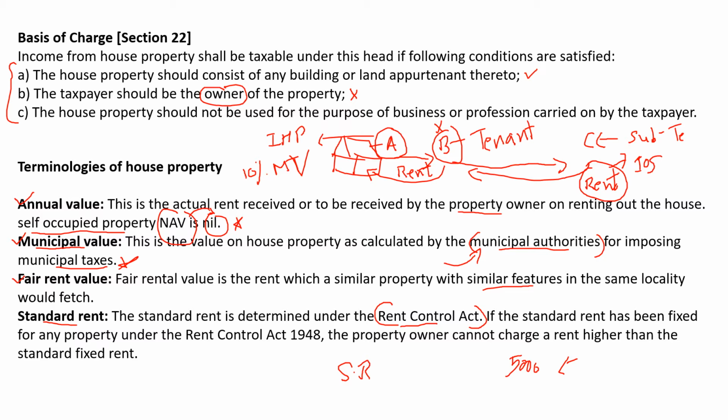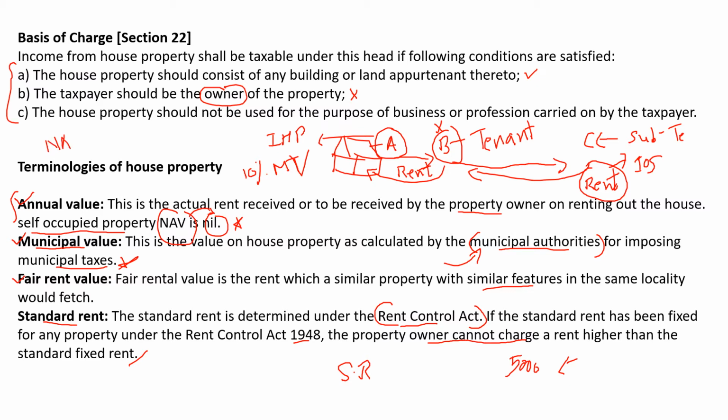Okay, see the meaning. The standard rent is determined under the Rent Control Act. If the standard rent has been fixed for any property under the Rent Control Act 1948, the property owner cannot charge a rent higher than the standard fixed rent. So I hope the terminologies are clear.